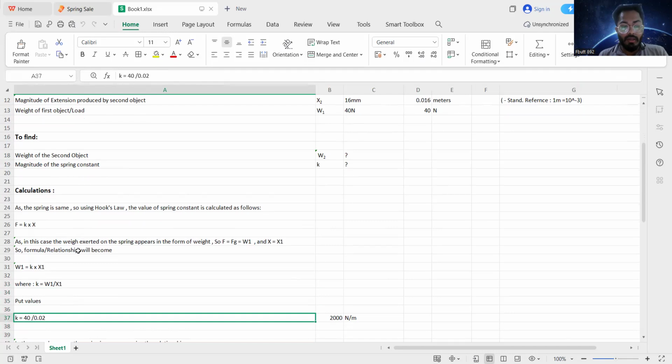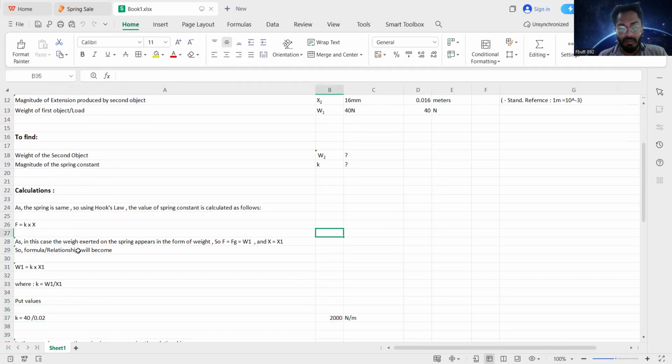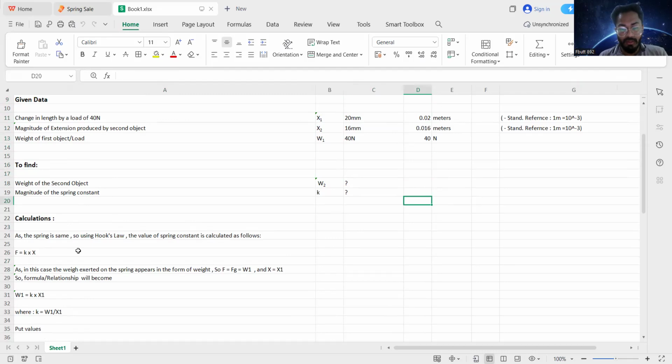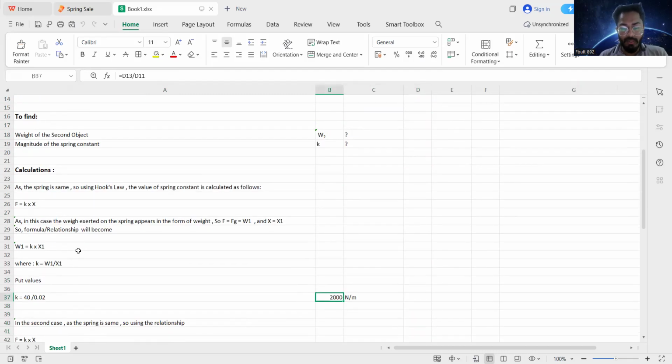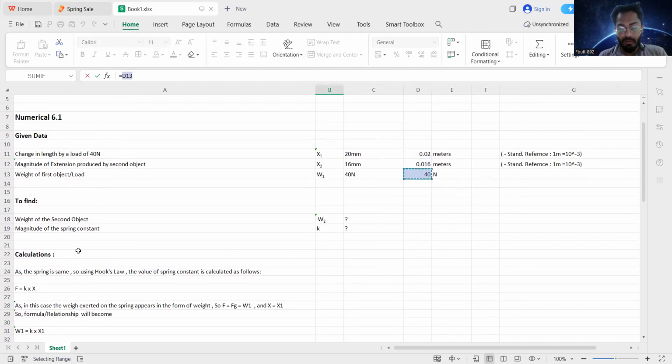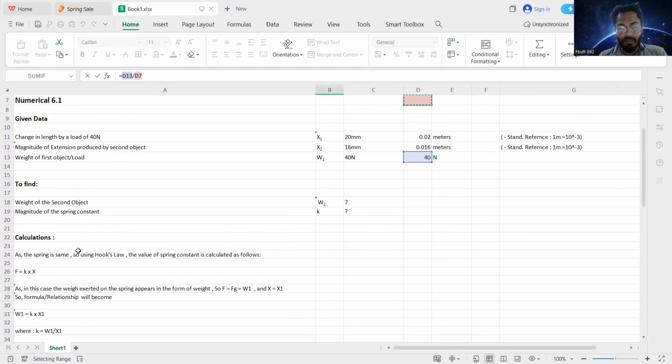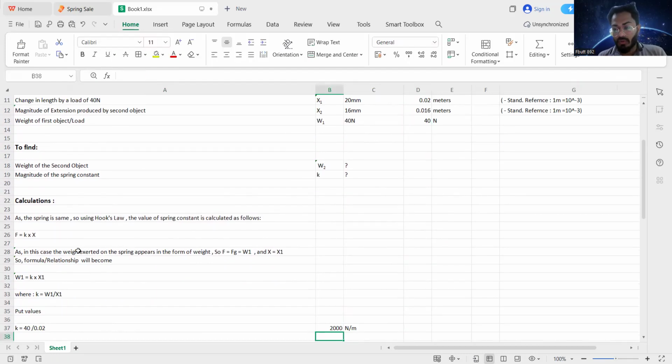By putting values, the magnitude of the weight of the object is approximately 40 Newton. Here I have written it in cell address C30, and the change in length is approximately 0.02 meters, which is written in the cell of address T11. So by putting values, I have 40 Newton divided by 0.02 meters. The magnitude of the spring constant is 2000, and in the SI system, the unit of spring constant is Newton per meter.